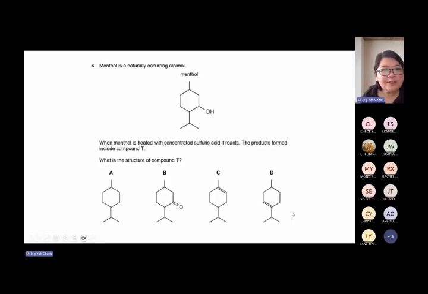Question 6, you are given the structure of an alcohol. Not a very easy question because it involves a cyclic structure in the middle. This alcohol is called menthol. When this menthol is heated with concentrated sulfuric acid, it forms a few products, and the products formed include compound T. That means compound T is just one of the products.